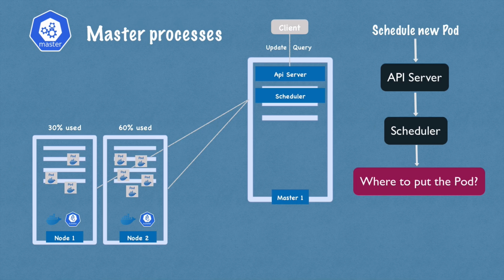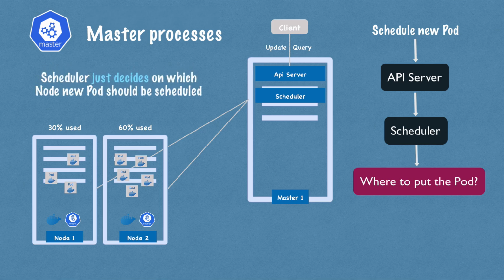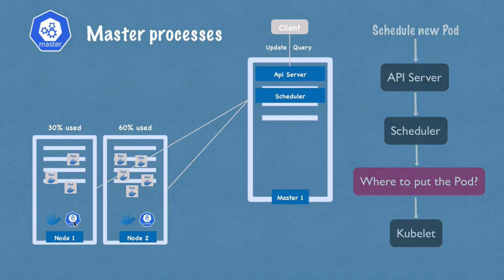An important point here is that scheduler just decides on which node a new pod will be scheduled. The process that actually does the scheduling, that actually starts that pod with a container, is the kubelet. So it gets the request from the scheduler and executes that request on that node.